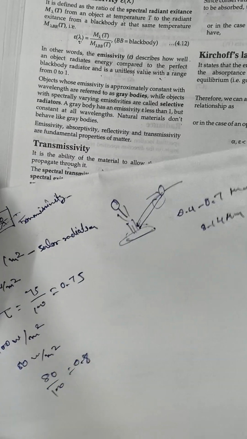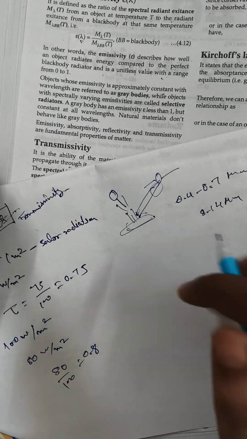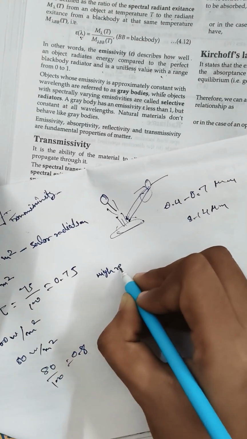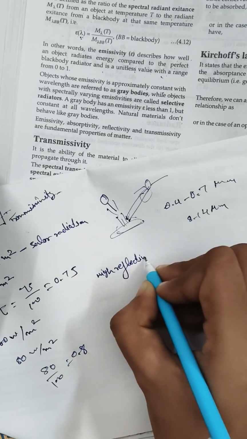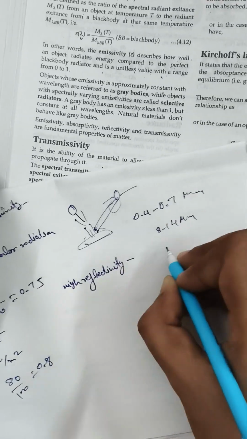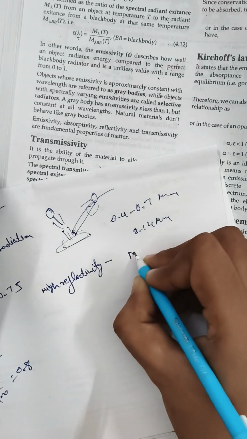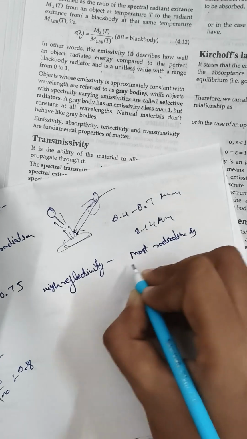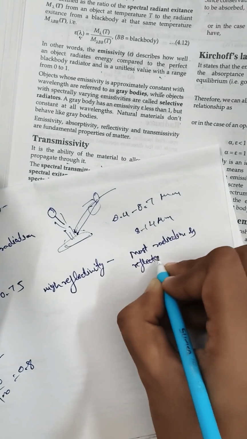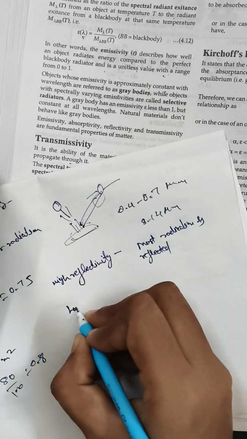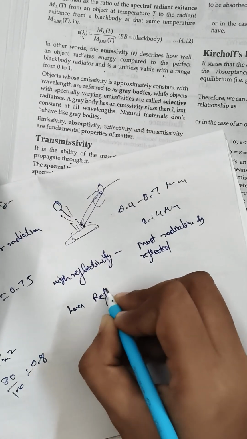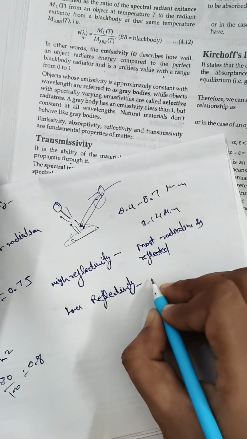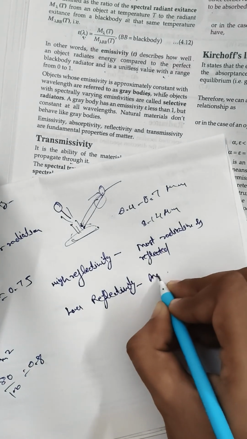So high reflectivity means most radiation is reflected, and low reflectivity means most radiation is absorbed.